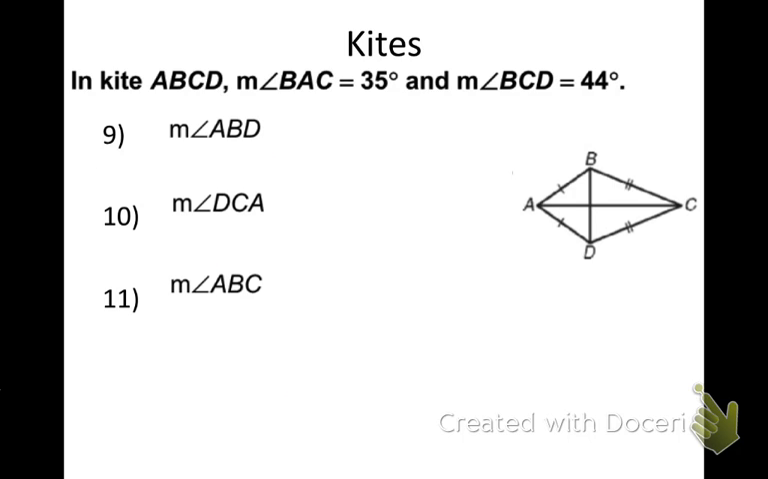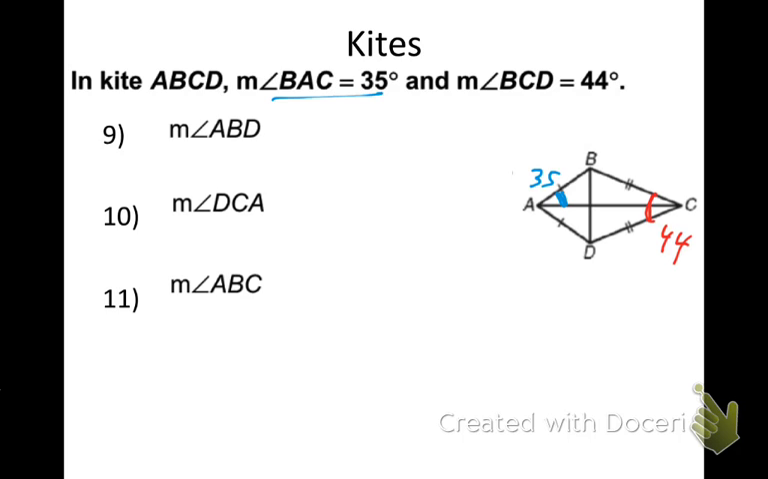Nice job. Last ones of the kites here. In kite ABCD, measure of angle BAC is 35 degrees. So BAC is 35. So that angle right there, 35. And the measure of angle BCD is 44. Find the measure of angle ABD, DCA, and ABC. Take a couple seconds, try those.